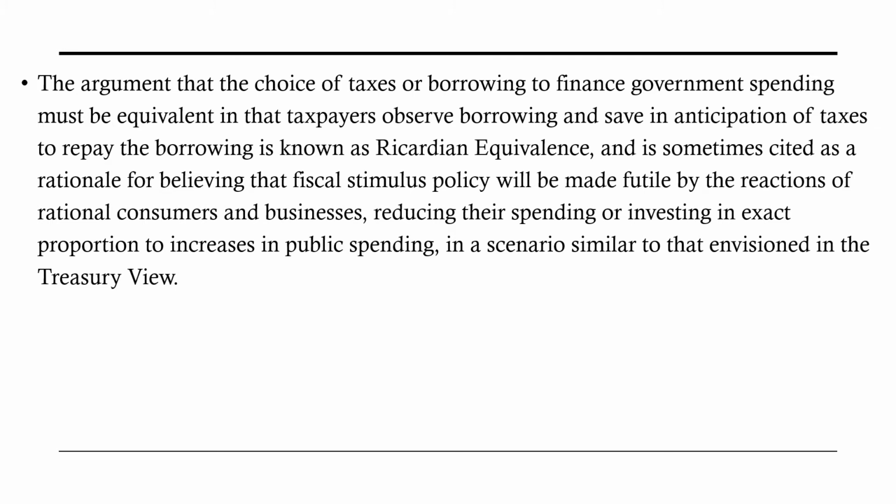There is also the argument that the choice of taxes or borrowing to finance government spending must be equivalent, in that taxpayers observe borrowing and save in anticipation of taxes to repay the borrowing. This is known as the Ricardian equivalence, and it is sometimes cited as a rationale for believing that fiscal stimulus policy would be made futile by the reactions of rational consumers and businesses, reducing their spending or investing in exact proportion to the increase in public spending. This is a scenario similar to what we could envision in the treasury view.